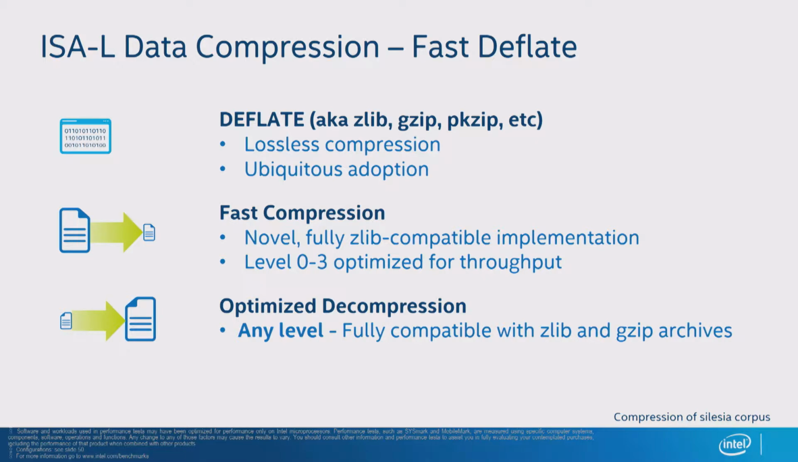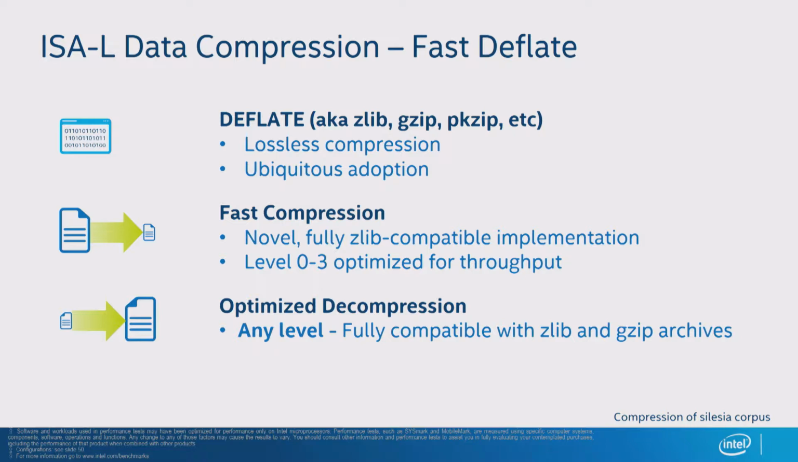So what we have in ISL compression is what we call a fast deflate. We stuck to deflate because it's a ubiquitous standard. It's built into other standards. It's been around a long time. It's not changing, and it's lossless. And so it's good for storage.